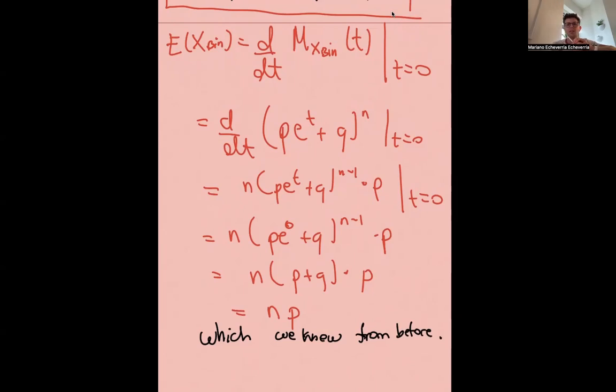But it is a lot more elegant to do it this way, because if you then wanted the second moment of the binomial, you just have to take the derivative one more time and then evaluate at t equals 0, and that would give you the second moment. So next time, I think this is a good place to end today. Next time, what we will do is compute this for the Gaussians. We'll see that it has some nice consequences for Gaussian functions.